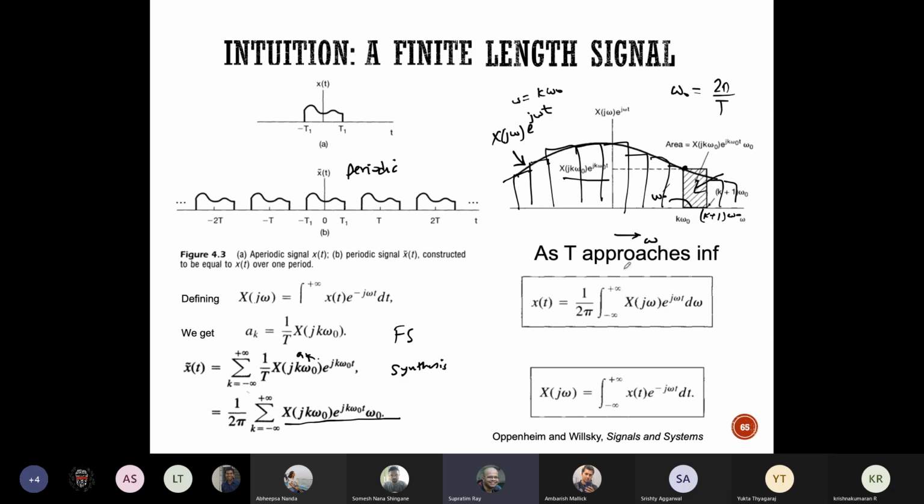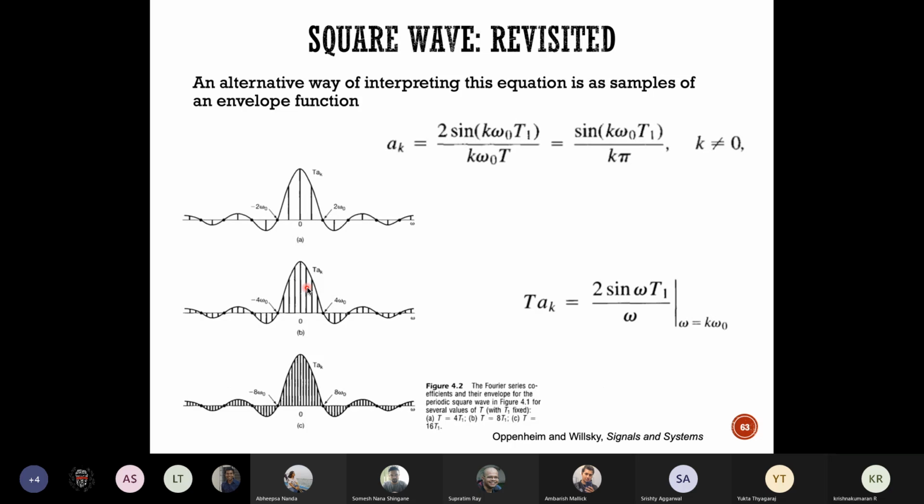And then as T approaches infinity, your omega naught becomes smaller and smaller until eventually this becomes the integral. The summation is replaced by the integral, and your omega naught becomes delta omega, d omega, given like this. Okay, so essentially it's the same thing that I had shown earlier. The coefficients become closer and closer until they become a continuous function itself.